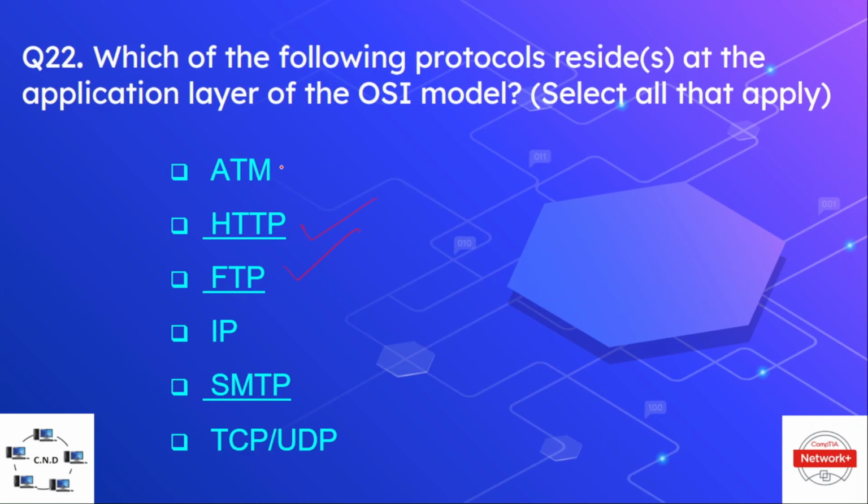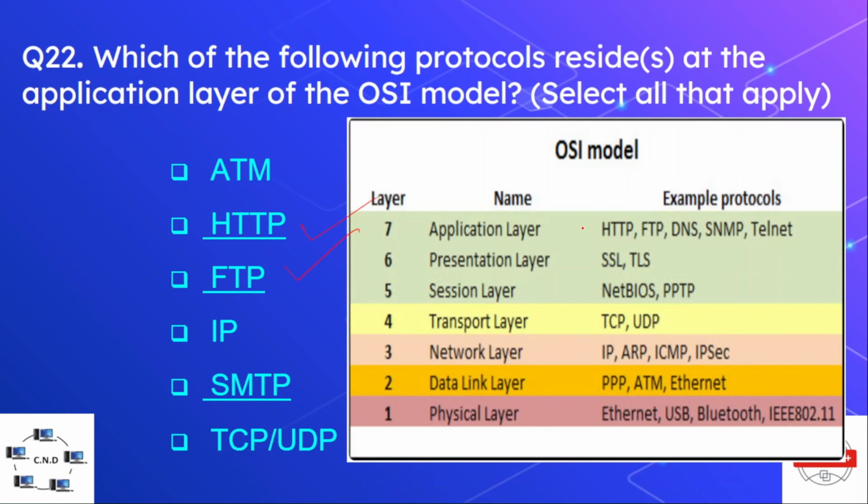Let me again bring up that visual that displays the layers and their corresponding protocols. Here it is. So HTTP, FTP, DNS, SNMP, and Telnet, as well as SMTP, they work at the application layer.